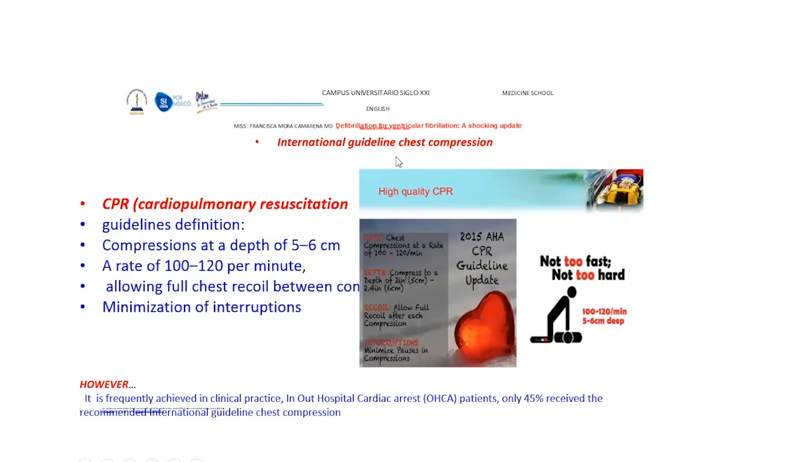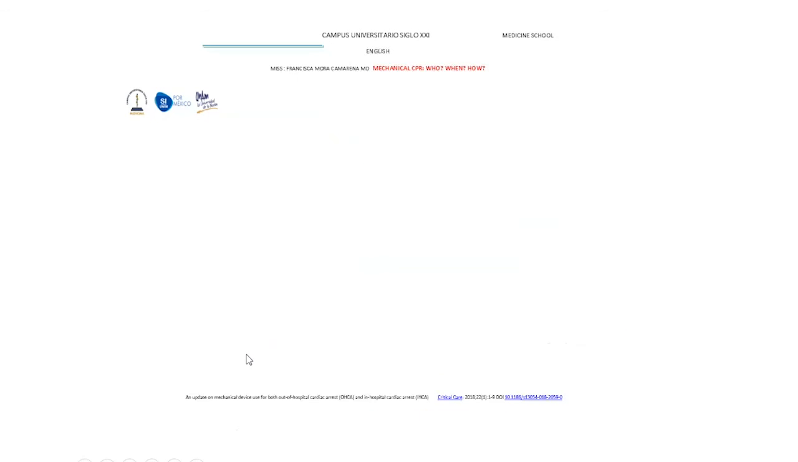The international guideline for chest compressions includes, remember, compressions at a depth of 5 to 6 centimeters, a rate of 100 to 120 per minute, allowing the full chest recoil between the compressions, and with minimum interruptions. As we remember, this is what should be the high quality chest compressions, but we know that when we talk about out-of-hospital cardiac arrest, patients will only receive 45% of those recommended international guideline chest compressions.